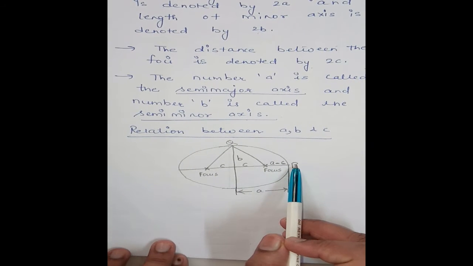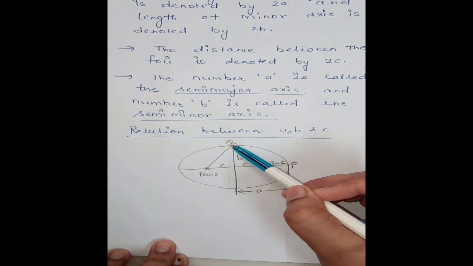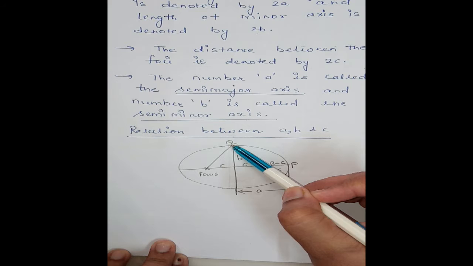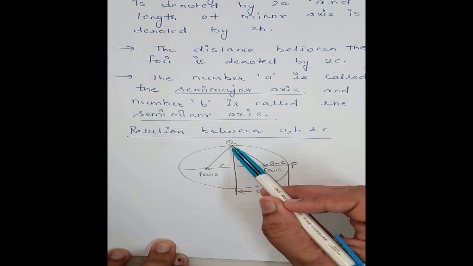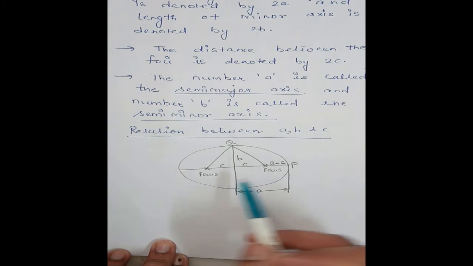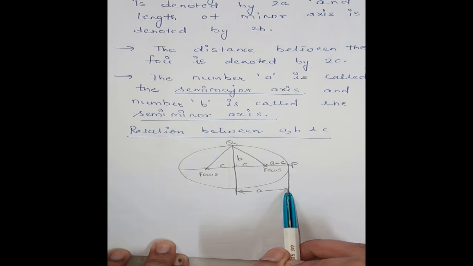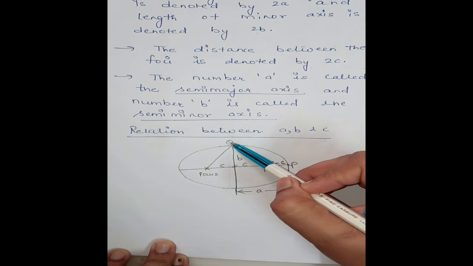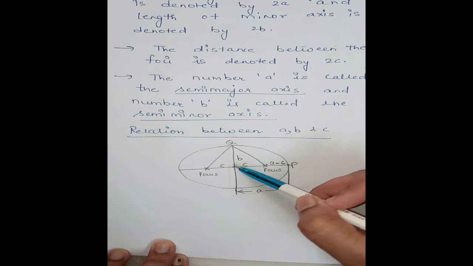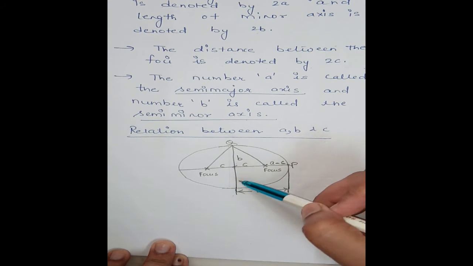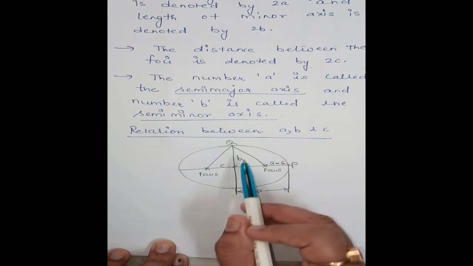Let P be a point at the end of the major axis and Q be a point at the end of the minor axis. This is the minor axis, this is the major axis. The distance from the center to point P is a, and from the center to point Q is b. The minor axis has length 2b, so up to here it is b and here b. Same way, this is a, this is a. This is c, this is b.